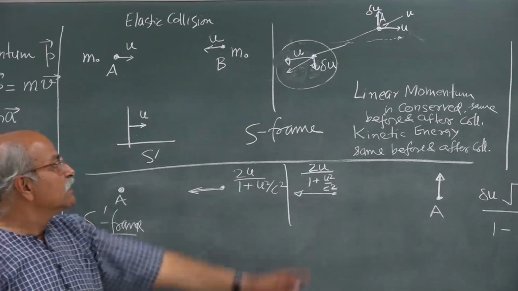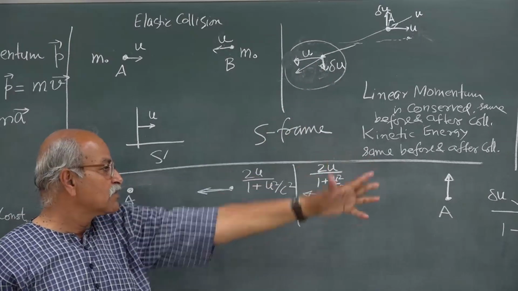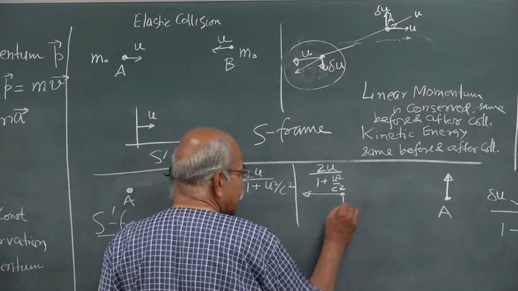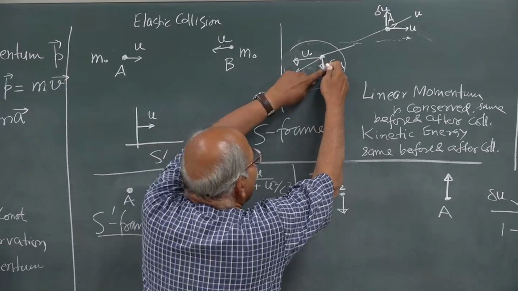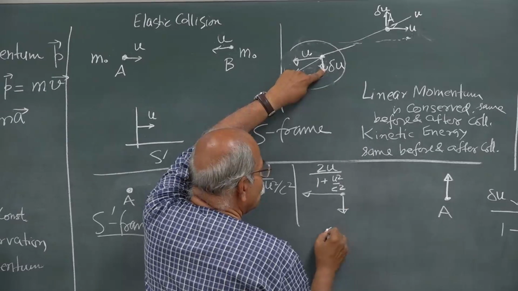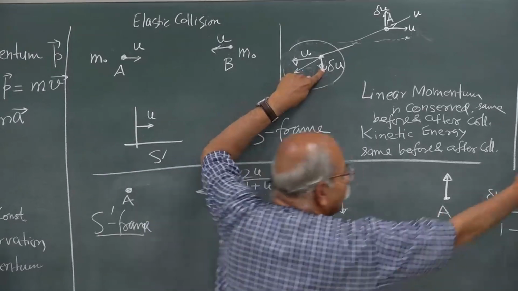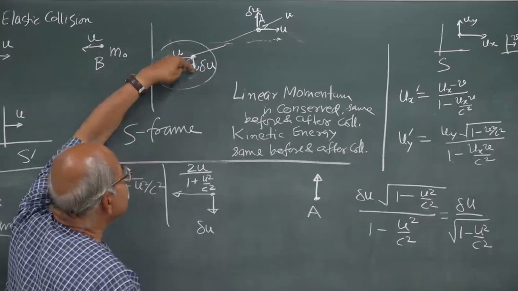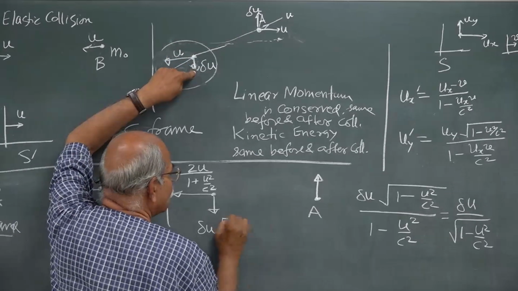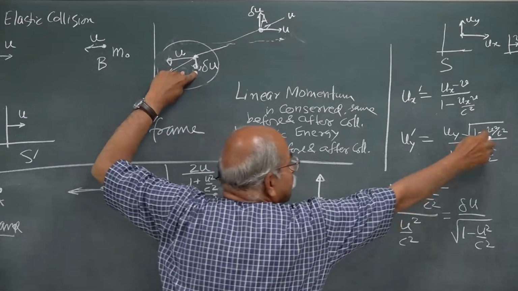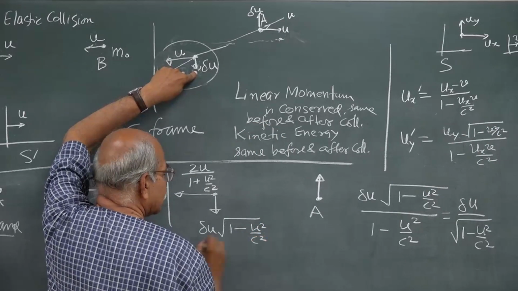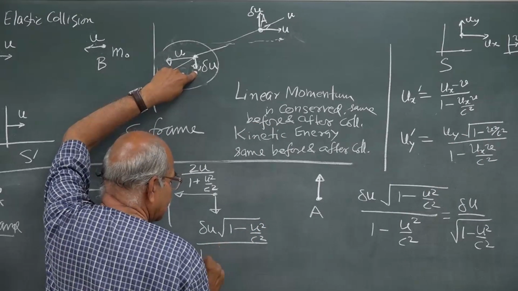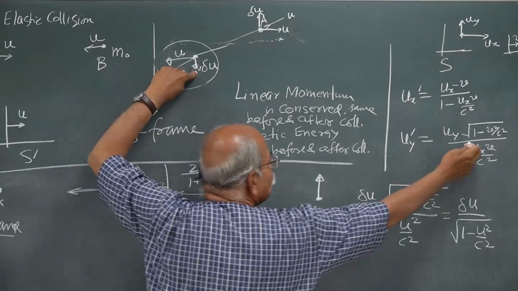And the y component is delta u here. So similar transformation, the y component will be here, and that will be what? That will be delta u. Look here, this is uy, and then square root of 1 minus v, the frame velocity, which is u here, so u square by c square, divided by 1 minus ux.